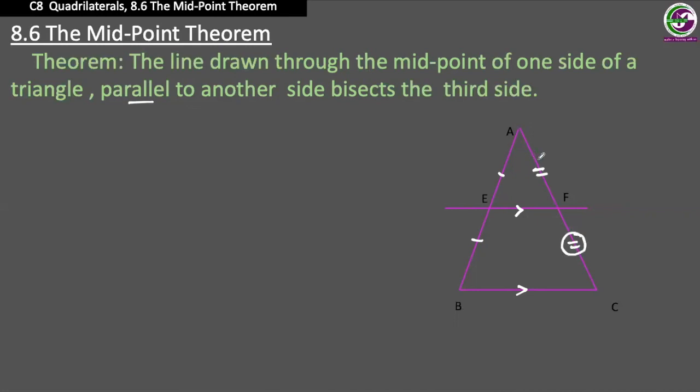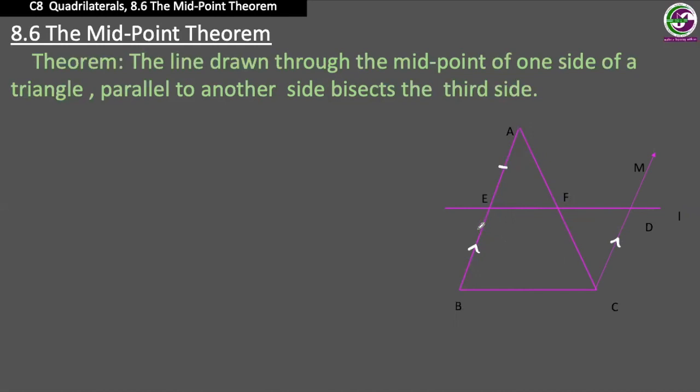It's not given. Once again, the given condition is E is the midpoint, AE is equal to EB, and EF is parallel to BC. So once again, we will construct from C, a line CD such that CD is parallel to BE, and we will connect to the point. This time it can't be F here, so let us say D or any other letter. So draw CD parallel to BE. So these two lines are parallel.